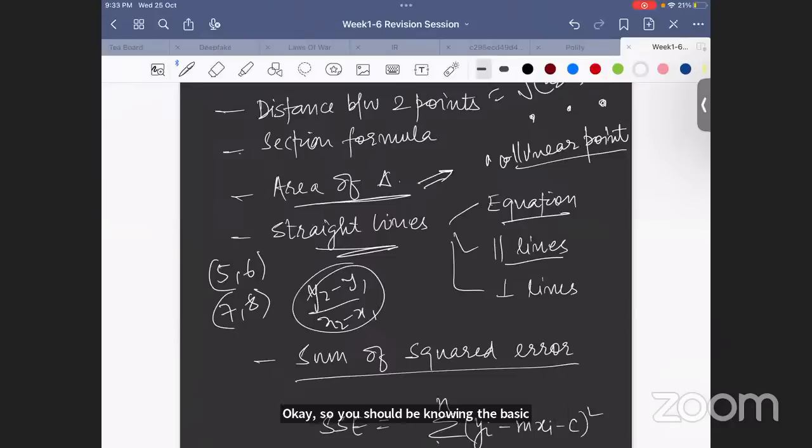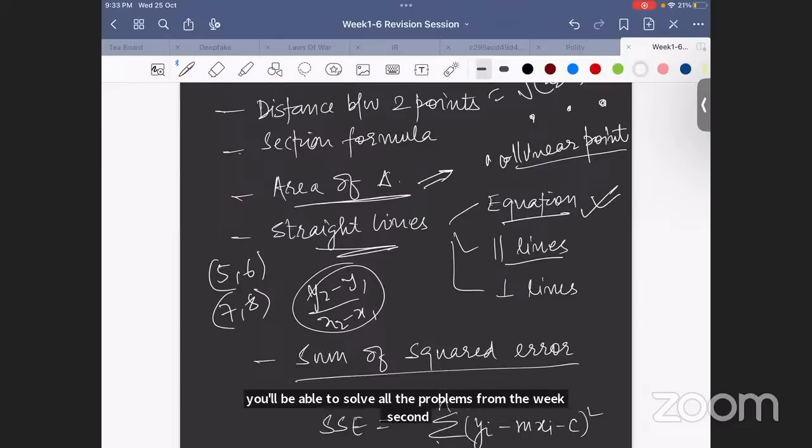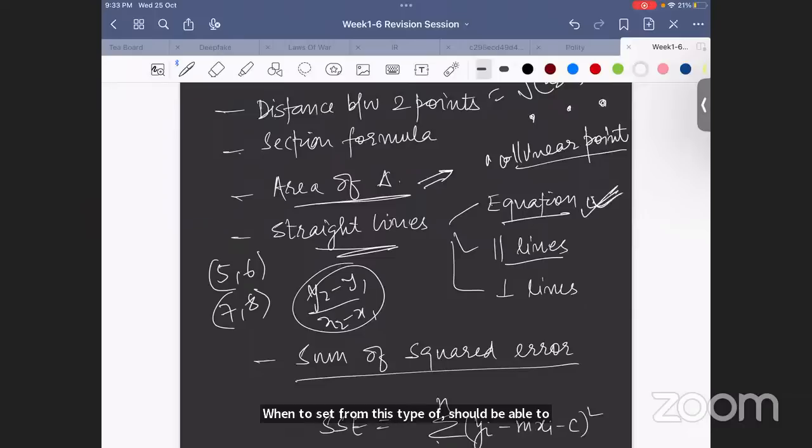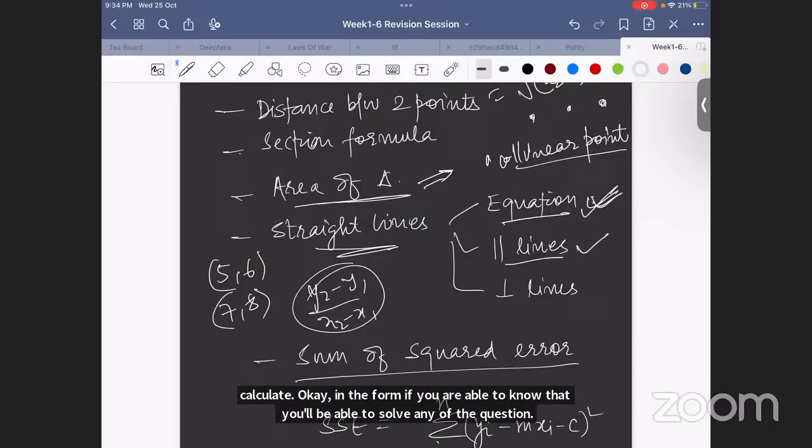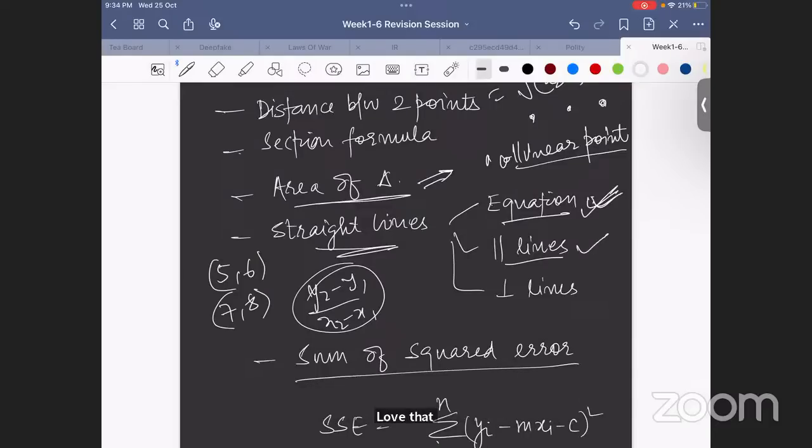You should know how to calculate the equation in any form, the two-point form, the intercept form, the x-intercept form, the y-intercept form. Those types of equations you should be able to calculate. If you know any form, you will be able to solve any of the equations. How can you check whether two lines are parallel or not? If they have the same slope, they are parallel.